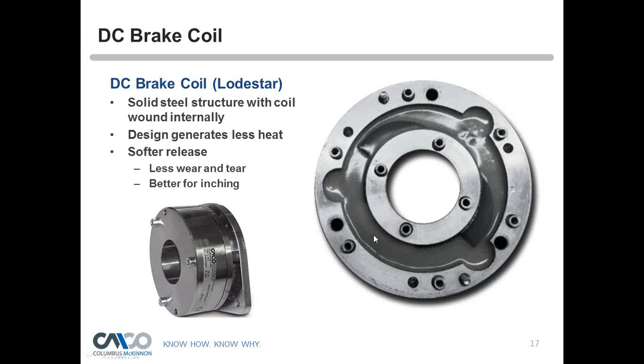It'll be a spline friction disc on a brake hub, similar to what I showed you on the exploded view of a brake. But again, it looks different. But again, you see the similar function: springs, coil, and you'll find friction discs and friction surface plates in there.